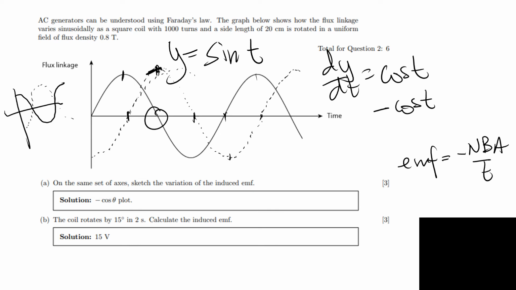Another greatest rate of change, because the slope is the greatest, is here. It's going in a positive direction, but it is minus because of Lenz's law. So therefore, it goes here, right? So minus, plus there. And here the gradient is 0, so therefore it passes through here. The gradient here is 0, so it passes through here. So therefore you have a minus cos t graph.